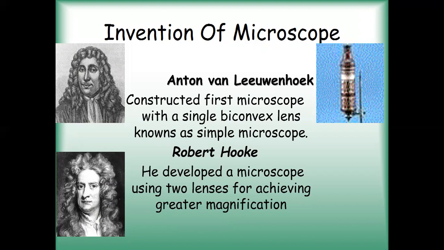Then Robert Hooke developed a microscope using two lenses. After a few years, there was a development of a more magnified, more developed microscope, which had two lenses for achieving greater magnification. As the simple microscope had only one biconvex lens, its power of magnification was a little less. So through his studies, Robert Hooke developed a microscope with two lenses, so that the magnification of whatever object we are observing would be more.